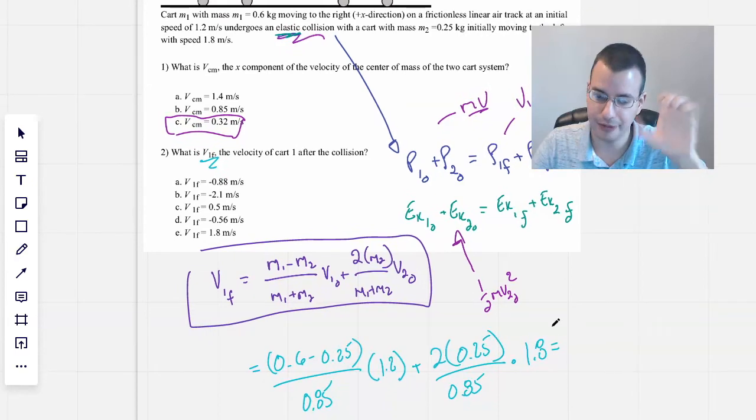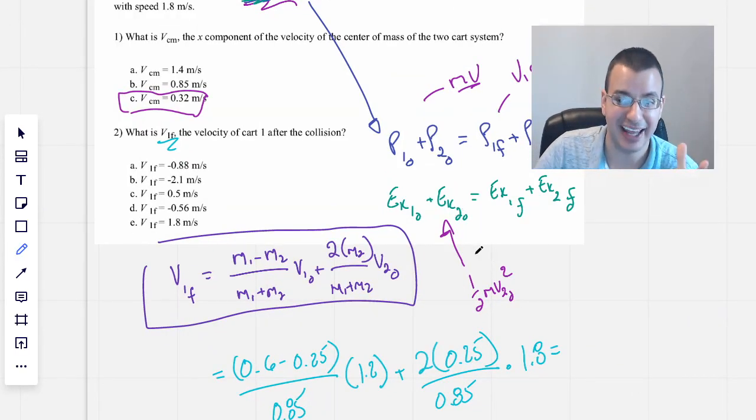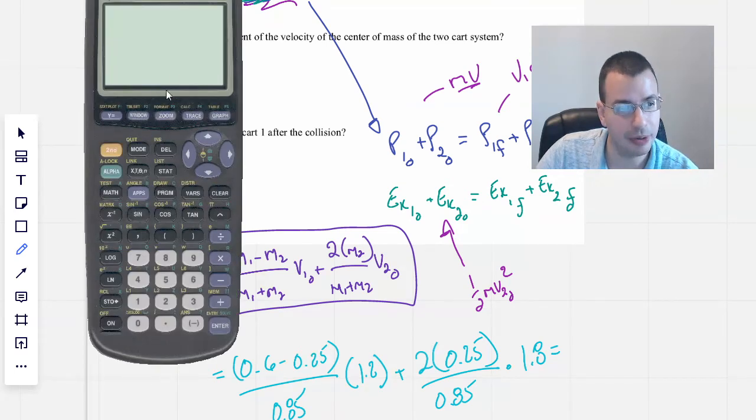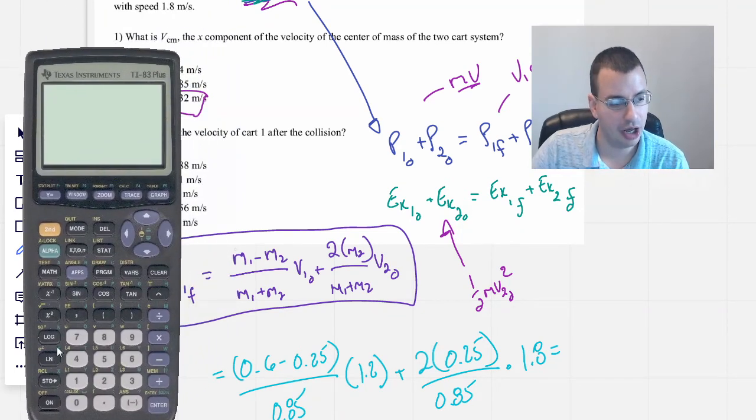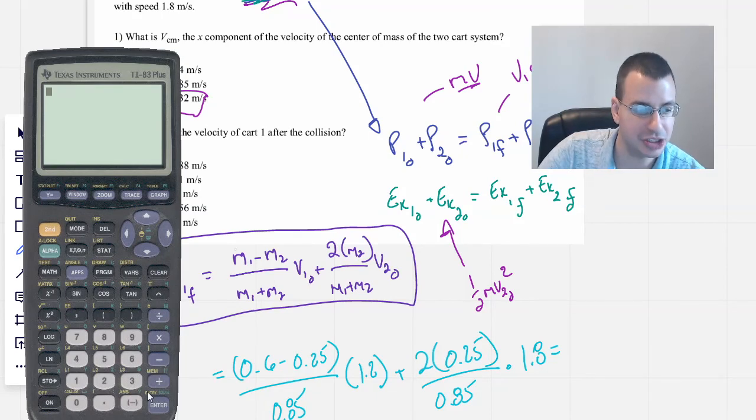And this is just a formula based on conservation of momentum and conservation of kinetic energy. It's totally possible you can solve it without memorizing the formula. I recommend memorizing the formula just because it's so much quicker and you're less likely to make a mistake. When you're doing a test, you're probably not going to have the time to really derive these sort of things.